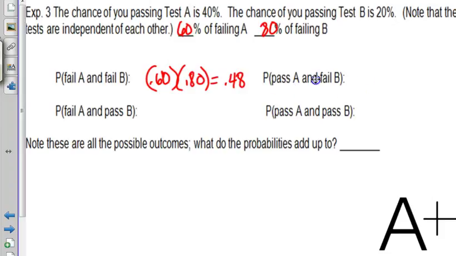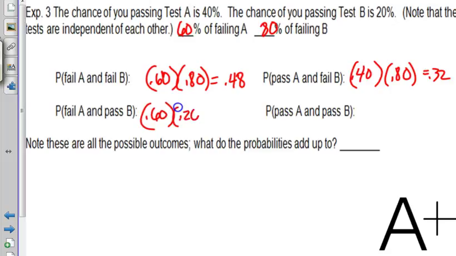Okay, pass A, fail B is 0.32. Okay, fail A but pass B. Fail A, pass B. Pass A, pass B.